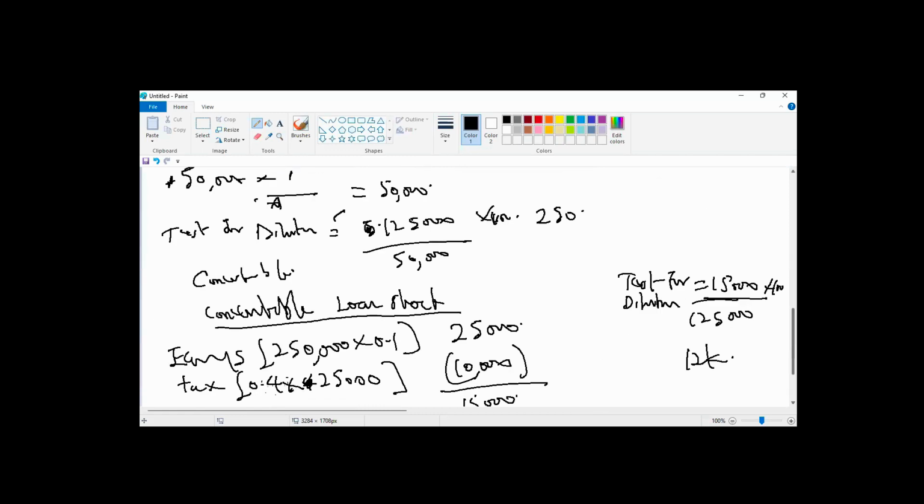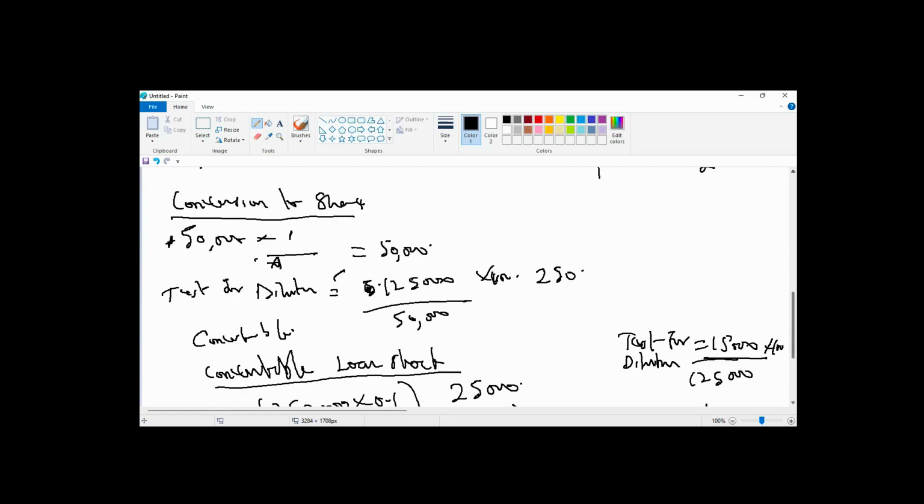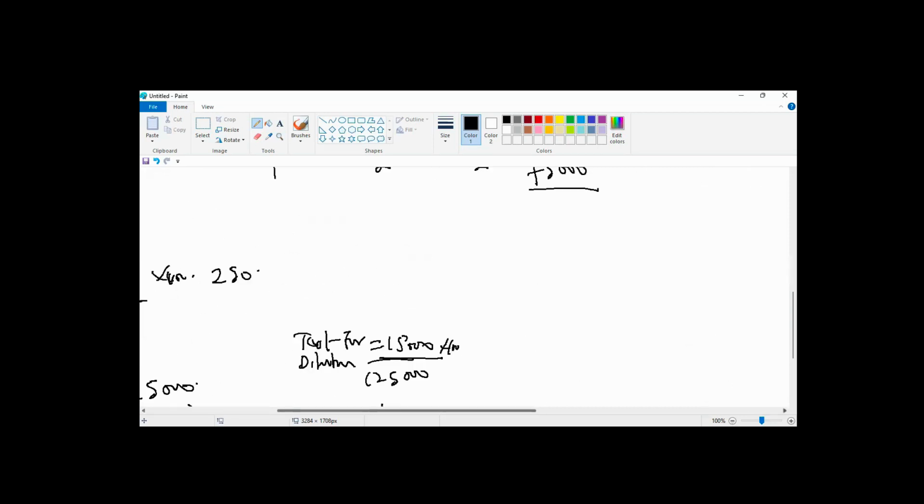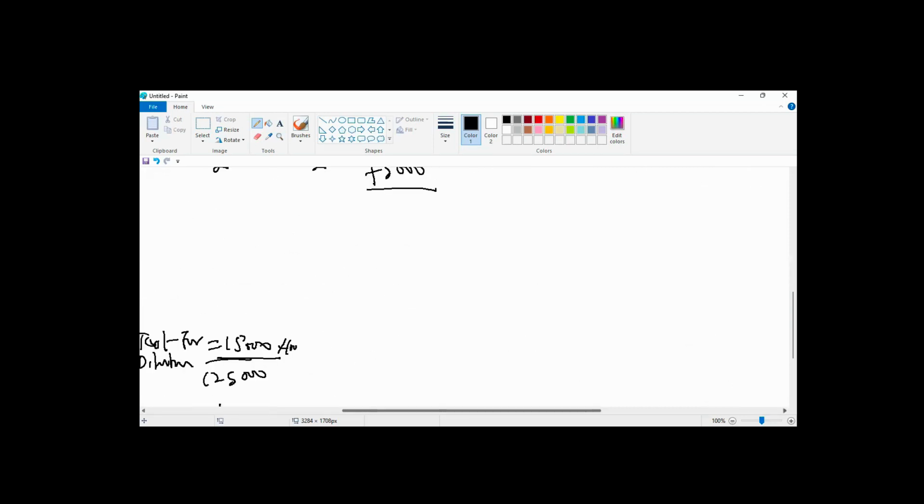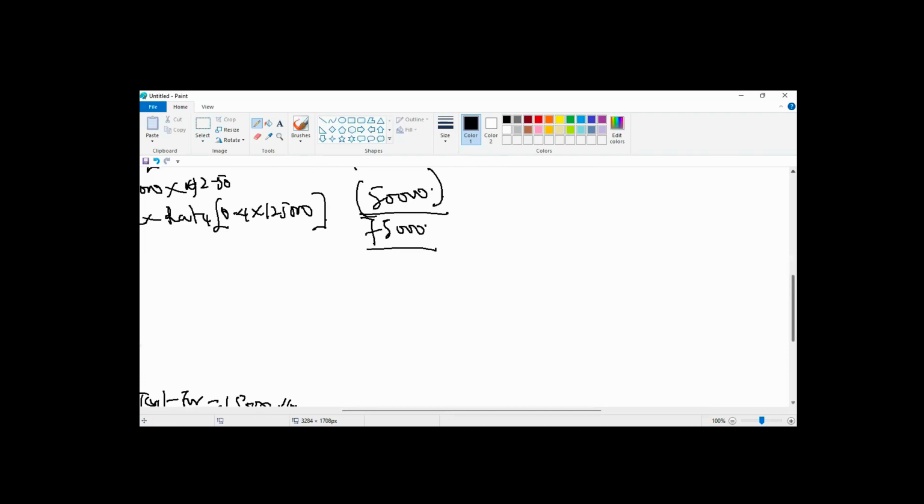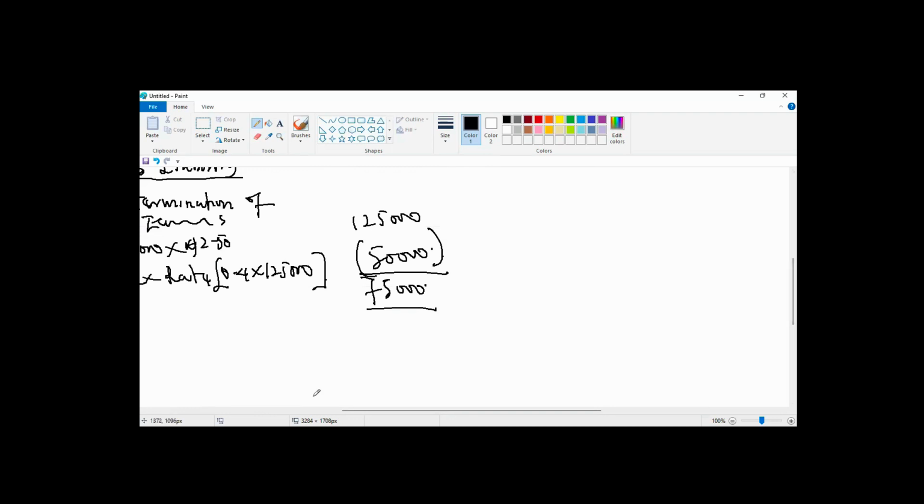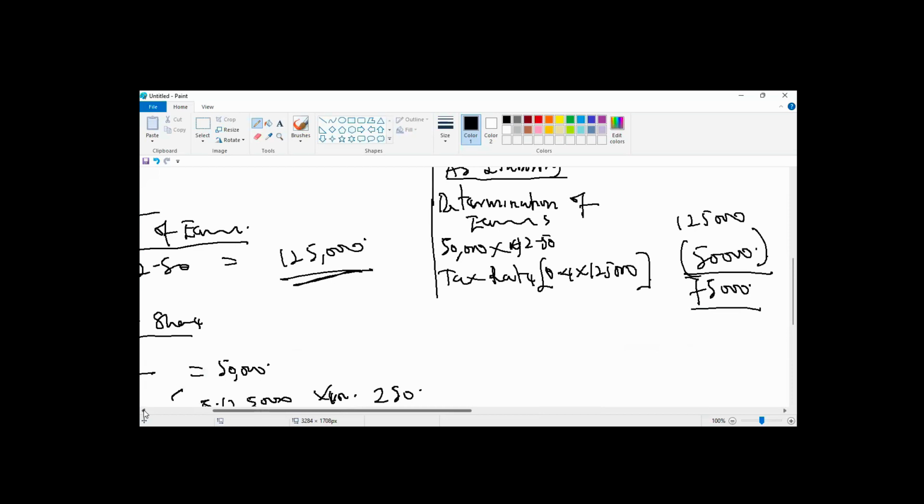Let me go and check. What is the earnings of the previous shares? We assume equity, let's check. No tax will be applied. So it will be 125. 125, yes, sir. 125.